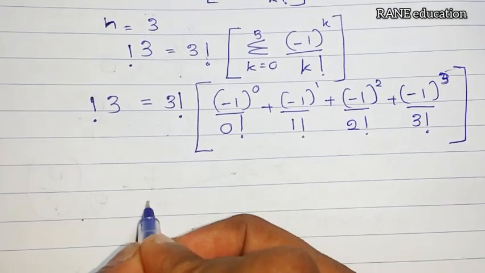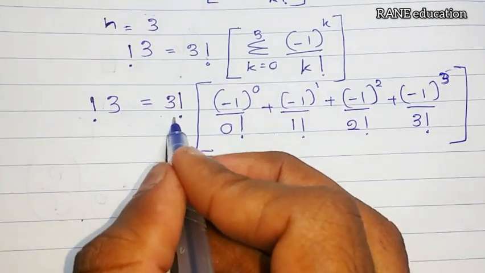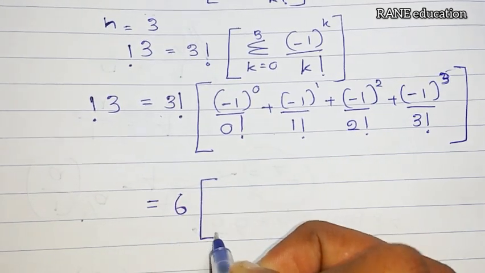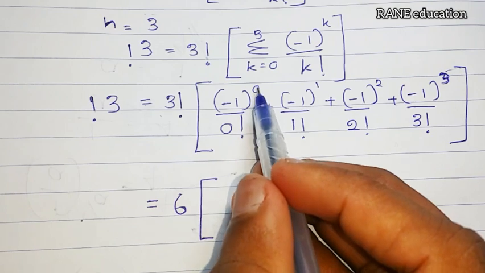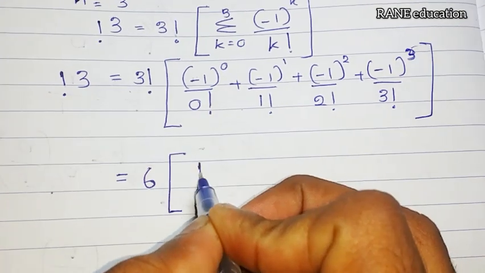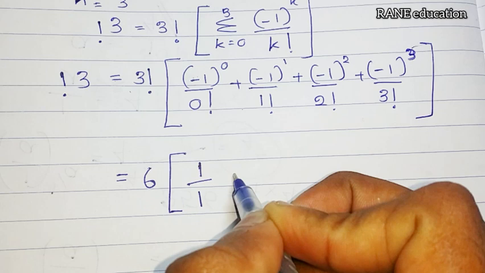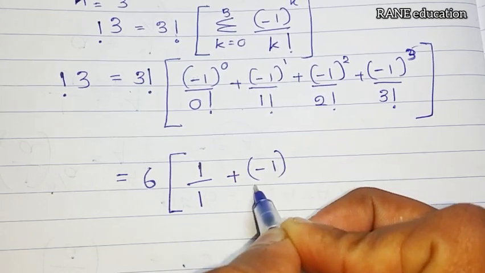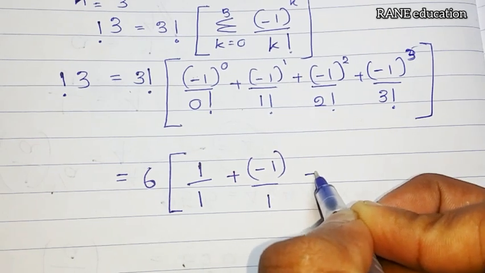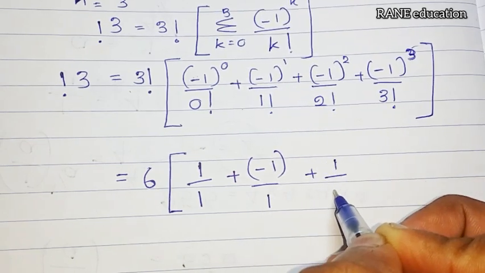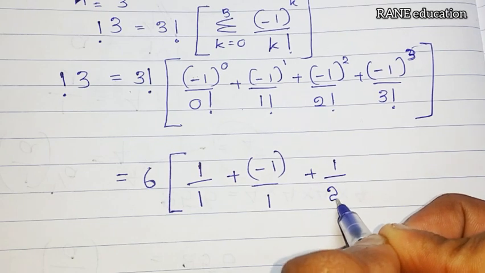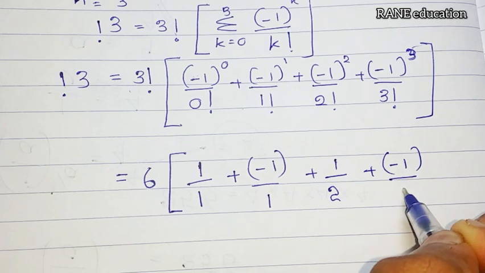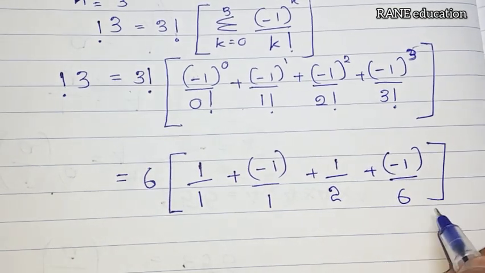You know, factorial 3 value is equal to 6. Any number to the power of 0 is equal to 1, and factorial 0 is also 1. So 1 minus 1 divided by 1 plus 1 divided by factorial 2, which is 2, minus 1 divided by factorial 3, and factorial 3 is equal to 6.